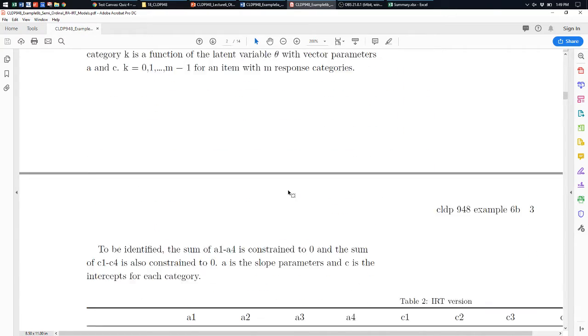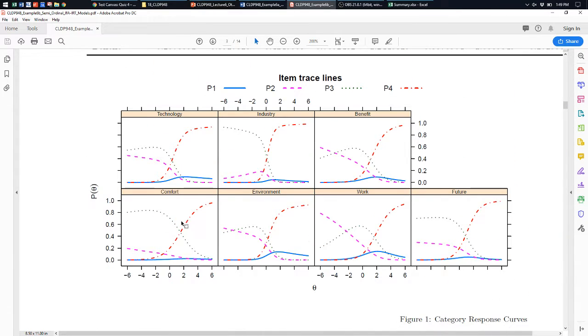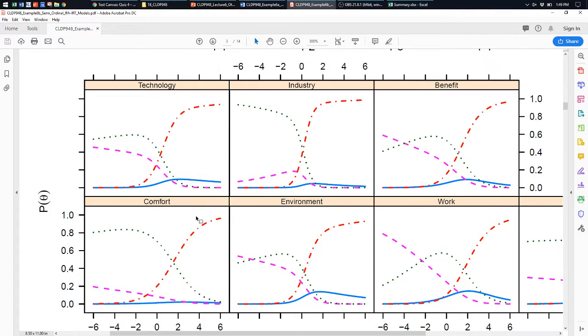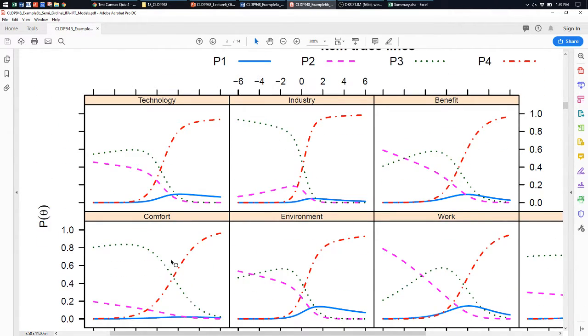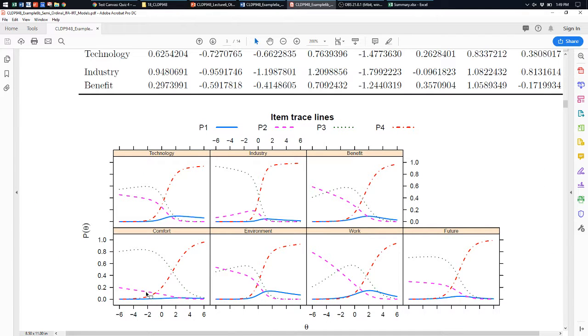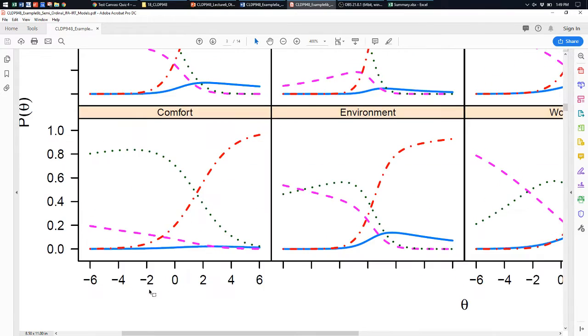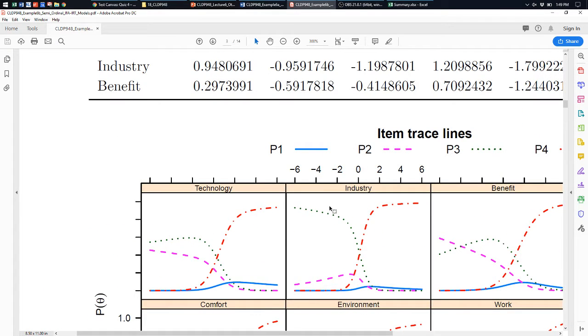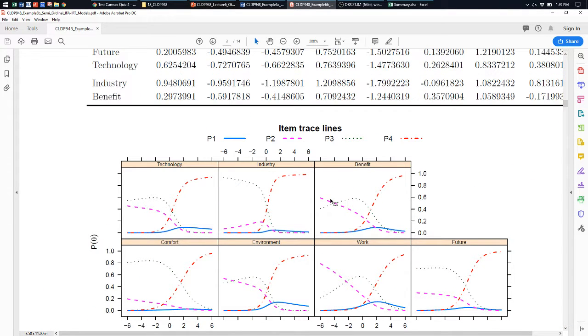We can look at the category response curve. We can see the order should be 2, 3, 1, 4. Option 2 is the purple line, the second is the green line, then the blue line, and the last one is the red line. So what is the number that goes with each one? Let's look at the technology item.